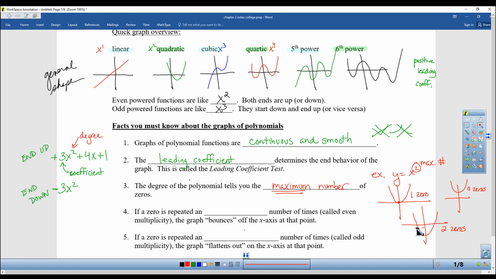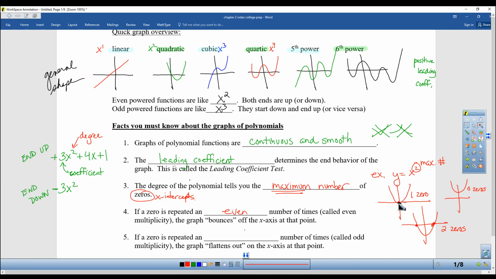A zero is the same thing as an x-intercept. Those two words need to be interchangeable in your mind, zeros and x-intercepts. If a zero is repeated an odd number of times, called, oh, we're doing even first. I was going to say, it wouldn't be odd and then called even. If a zero is repeated an even number of times, it is called even multiplicity, and the graph bounces off the x-axis at that point.